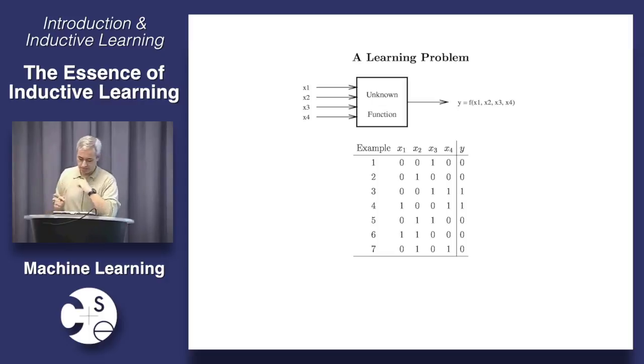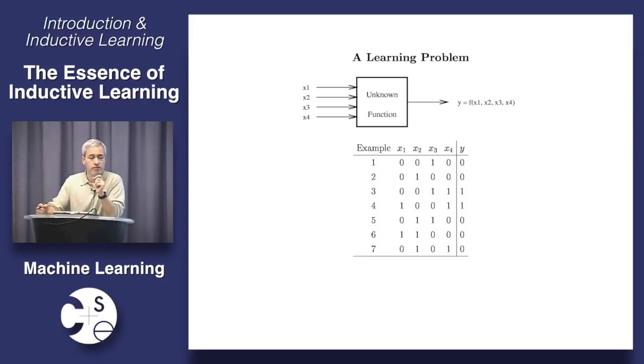So here it is. I'm trying to learn a Boolean function, y, and it's a function of 4 Boolean inputs, x1, x2, x3, and x4. So this black box here is the Boolean function. This is my goal, to figure out what that function is. If I figured out what that function is, then tomorrow when a new set of x1 to x4 inputs comes along, I apply the Boolean function, and I get hopefully the same result as the real function. So this is the goal.